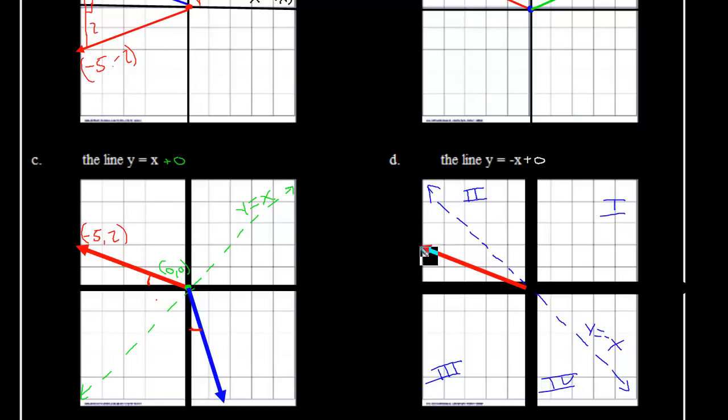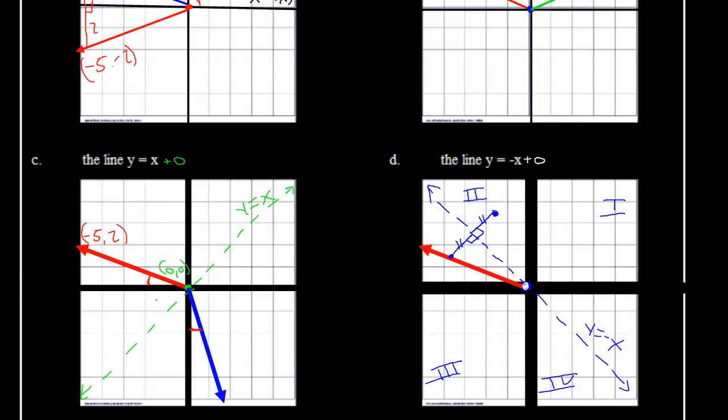If I pick a point on this, once again, like this point here, and draw a segment perpendicular to the line of symmetry, and then extend that same length in the same direction so that this is identical to this, it puts my point approximately here. It's in quadrant 2. Once again, this point here is on the line of symmetry, y equals negative x.